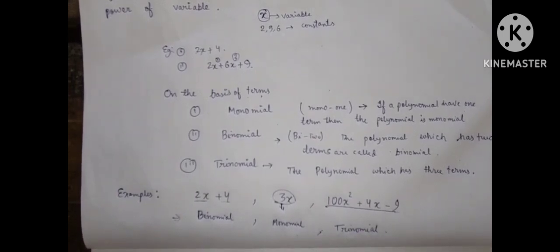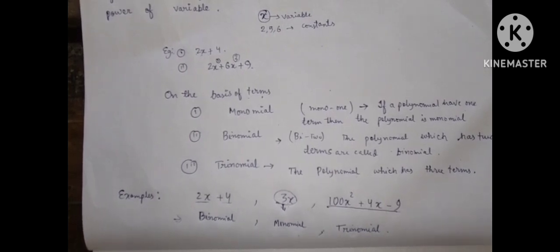I think all of you are clear up to here. Okay, now we'll move to next topic. Okay, I think everyone is clear with monomial, binomial, and trinomial. So now we'll move to our next topic, that is degree of a polynomial. Now what is the degree of a polynomial? Now let us learn through an example.